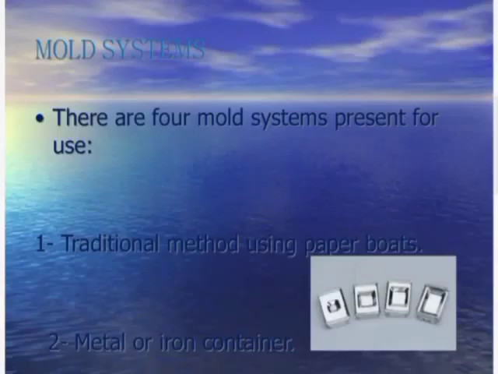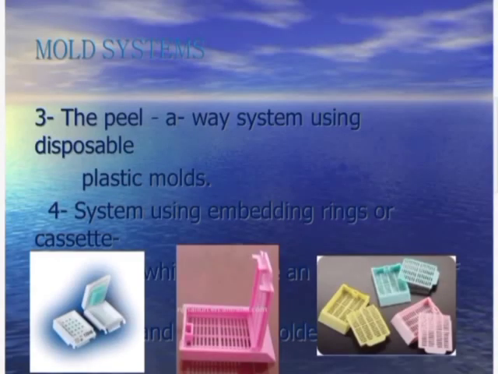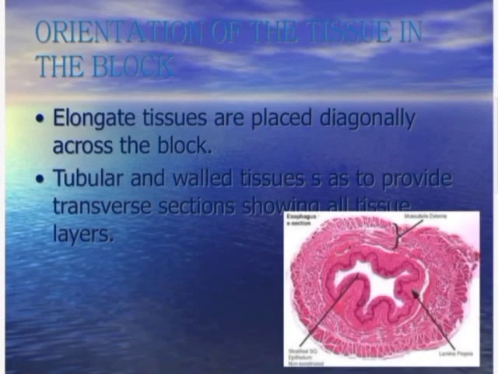These are the mold systems. There are four mold systems present for use. All these are the mold systems in which we can make rectangular blocks after embedding the tissue in the paraffin wax. Orientation of the tissue is also very important in a block, because elongated tissues are placed diagonally across the block. Tubular and walled tissues are placed so as to provide transverse sections showing all the layers of the structure.